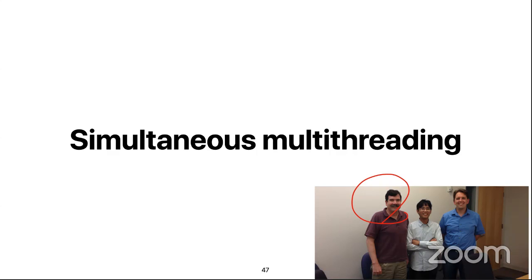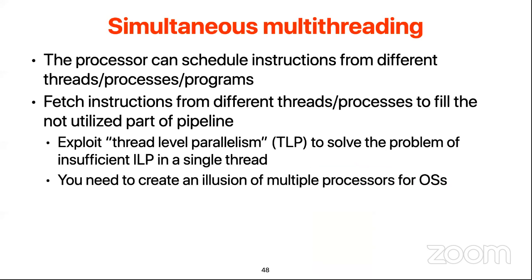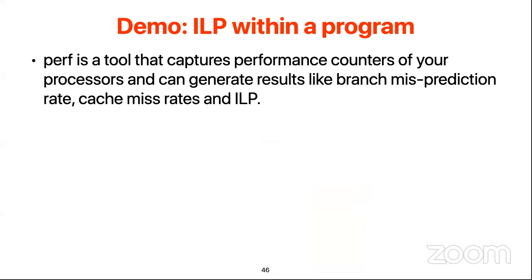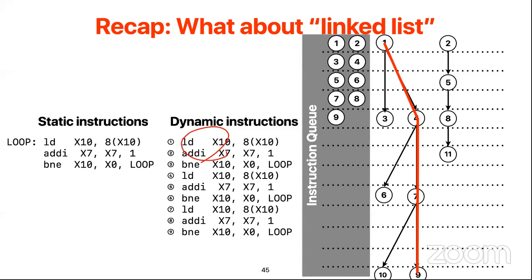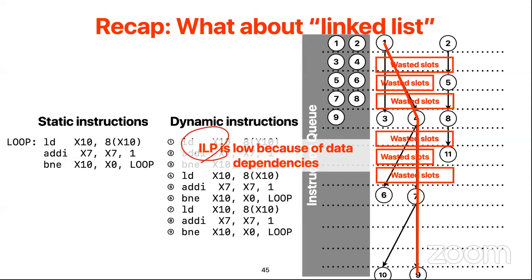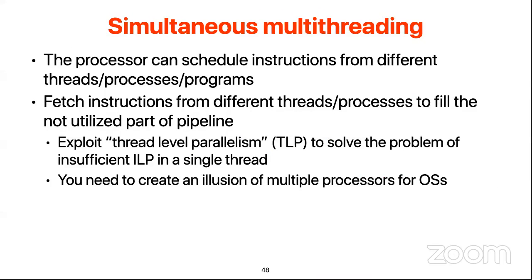So let's look at the concept of simultaneous multithreading now. If you look at the previous graph that I just showed you, for the linked list, if your program just looks like this, there's no way that you can squeeze more parallelism inside your processor. As I just showed you, even though I improve the issue width or the fetch width to 2, it makes no improvement.